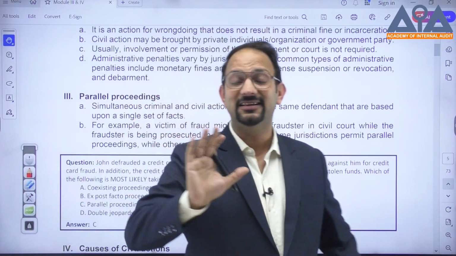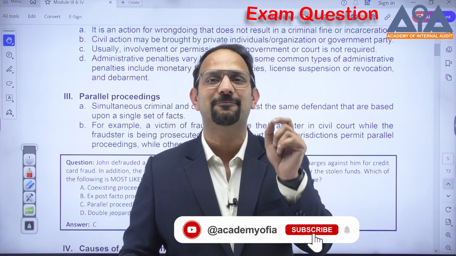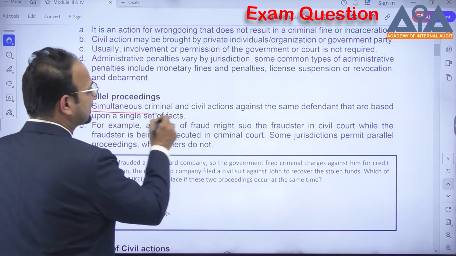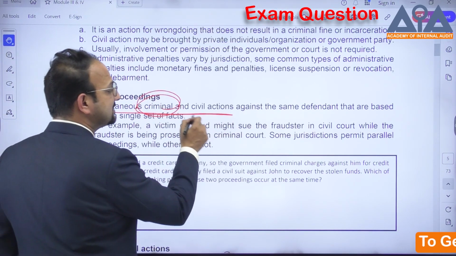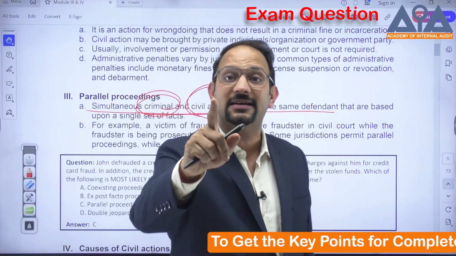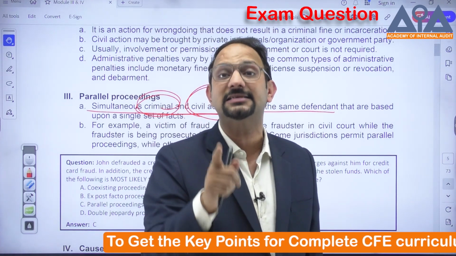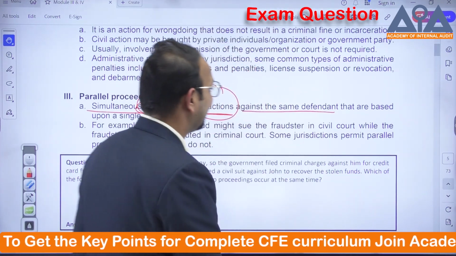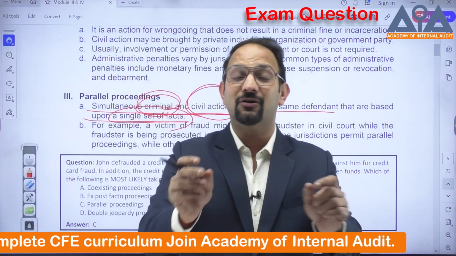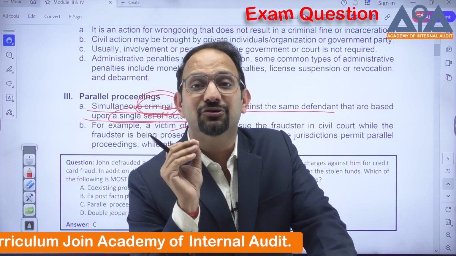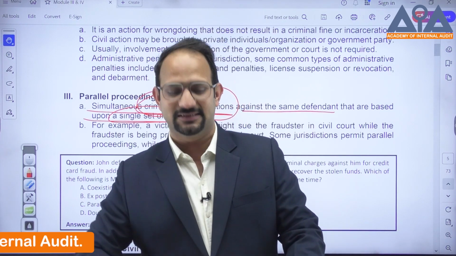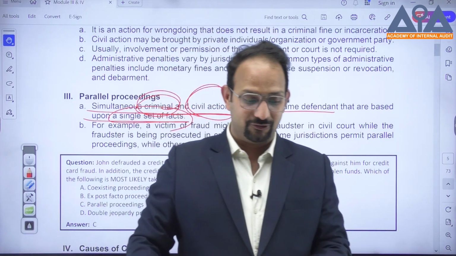The next important point in this chapter from the examination point of view is parallel proceedings. What does it mean? Simultaneous criminal and civil actions against the same defendant. Against one person you file a criminal case as well as a civil case, based upon a single set of acts. The wrongdoing is the same, and because of one type of activity you have filed both the criminal case and the civil case. That is known as a parallel proceeding. You have to remember this.